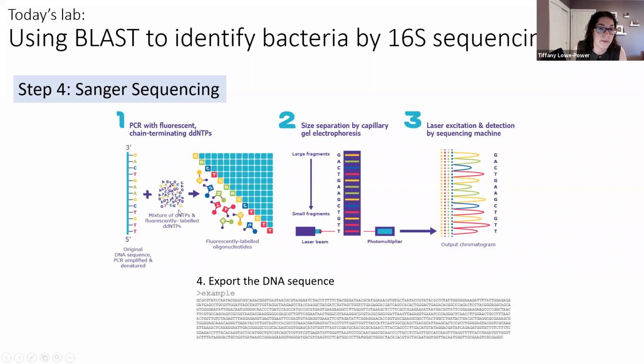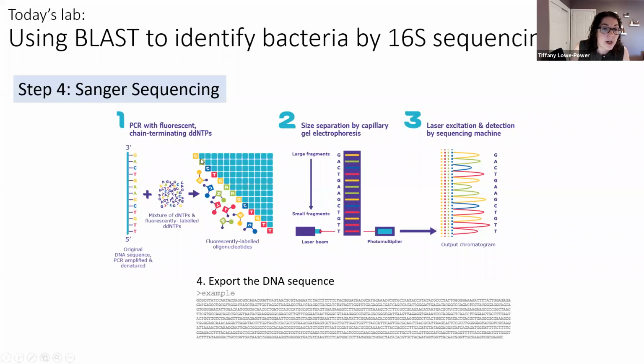So with this approach, in addition to having normal dNTPs that are the base pairs that get added in the amplification, there's a handful of dNTPs that have a fluorescent dye attached to them, and they're missing one of the hydroxyls. So instead of being deoxy nucleotides, they're dideoxy nucleotides, and they're missing both of the hydroxyls. And that means that they will terminate the chain.